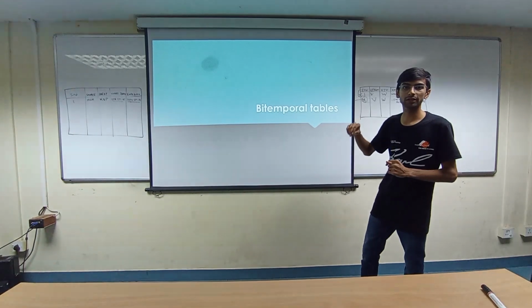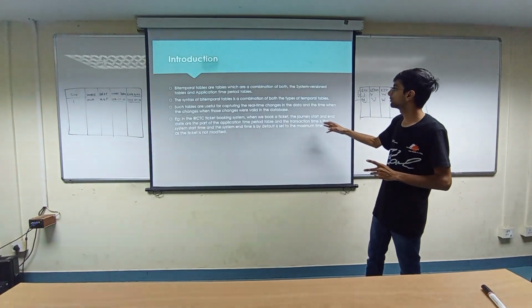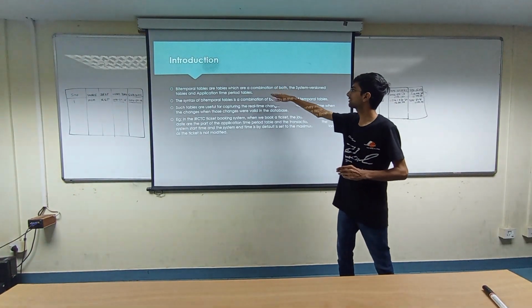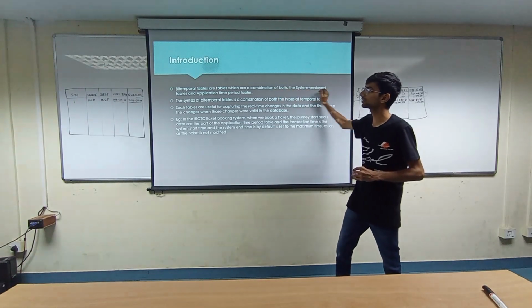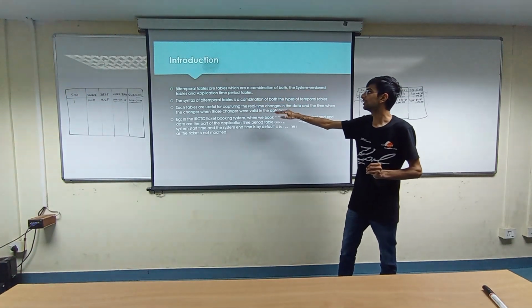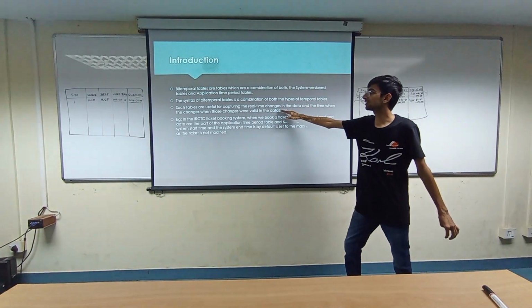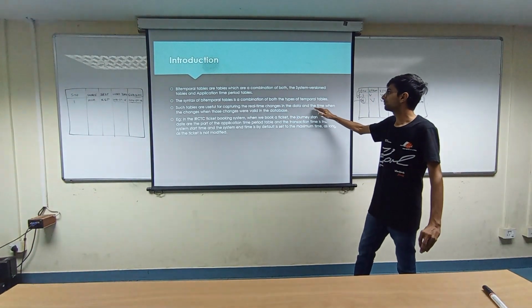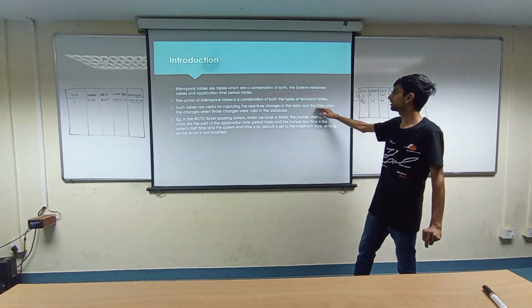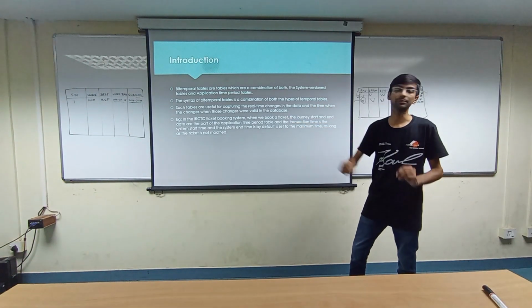So now let's have a look at the bitemporal tables. Bitemporal tables, as the word suggests, are a combination of both the system version tables and the application time period tables. So the syntax for the creation is the combination of both, and such tables are useful for capturing the real-time changes in the data and the time when those changes were made.